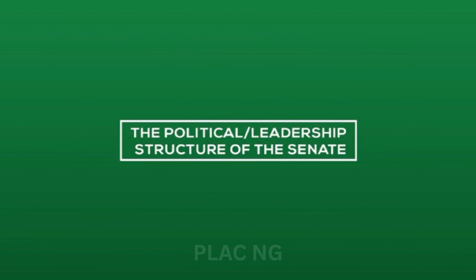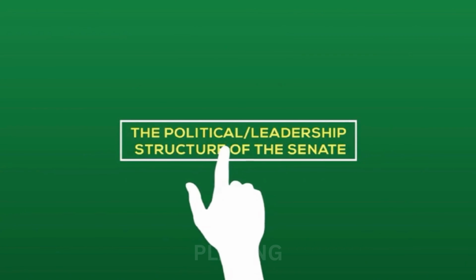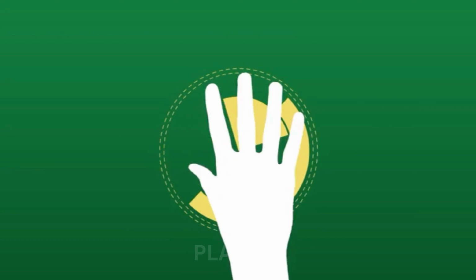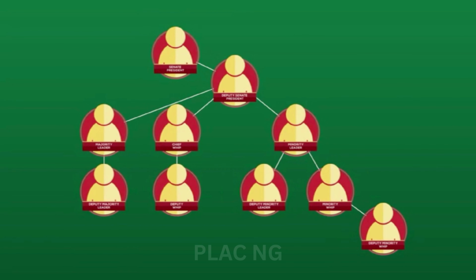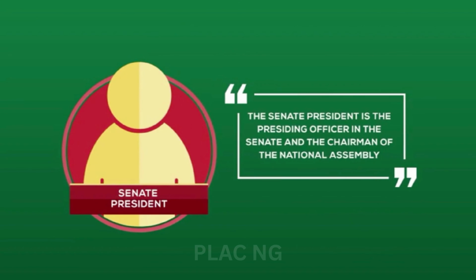Let's take a further look at the political or leadership structure of the Senate. The Senate leadership is made up of the following: the Senate President, Deputy Senate President, Majority Leader, Deputy Majority Leader, Chief Whip, Deputy Whip, Minority Leader, Deputy Minority Leader, Minority Whip, Deputy Minority Whip. The President of the Senate is the presiding officer in the Senate and the Chairman of the National Assembly.